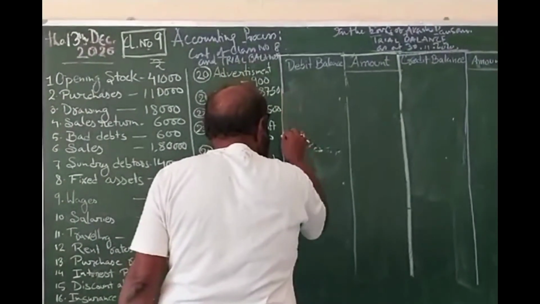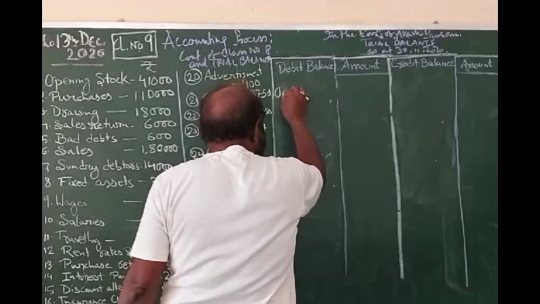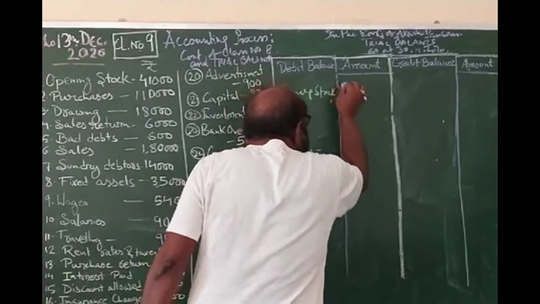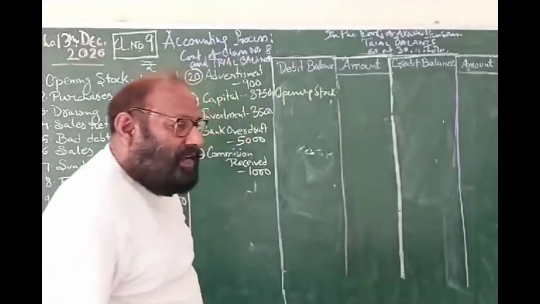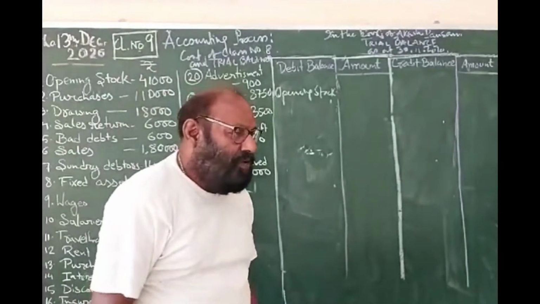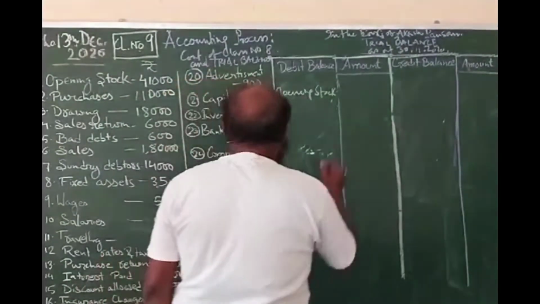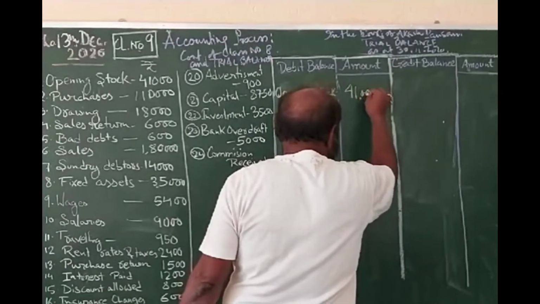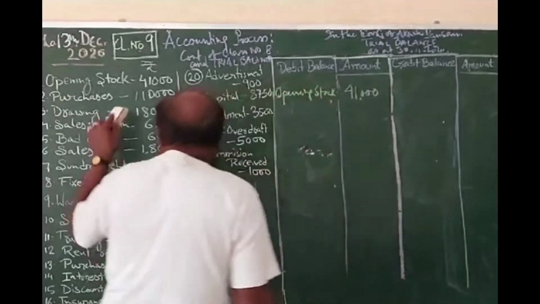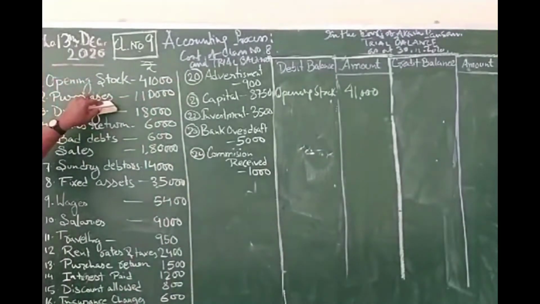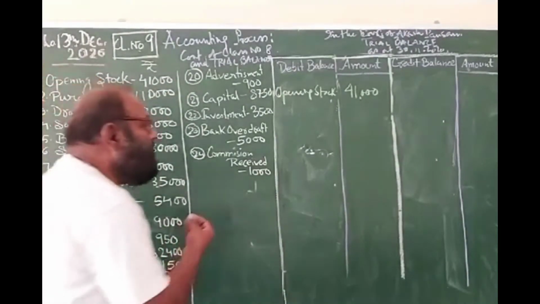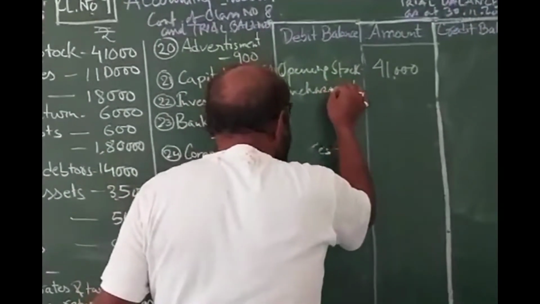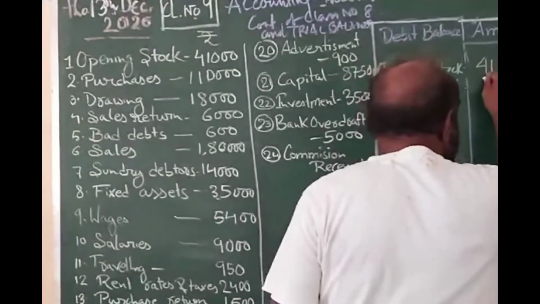Now, opening stock is an asset. Opening stock is always debit. Even if five tsunamis take place in a day, opening stock will always be debit. How much? 41,000. Purchase, what should it be? It should always be debit. Close your eyes and put it on the debit side. Purchases 11,000.